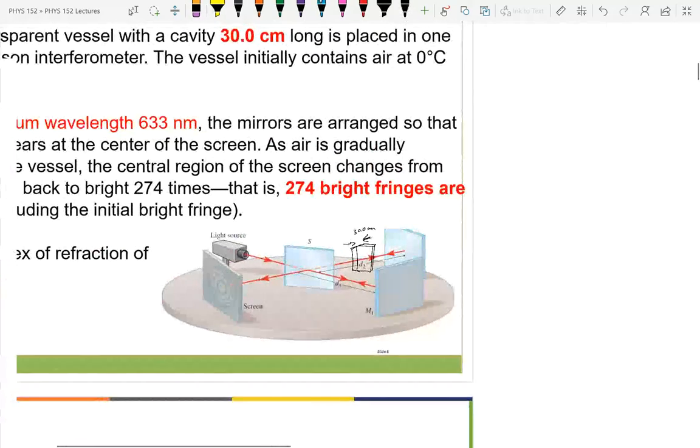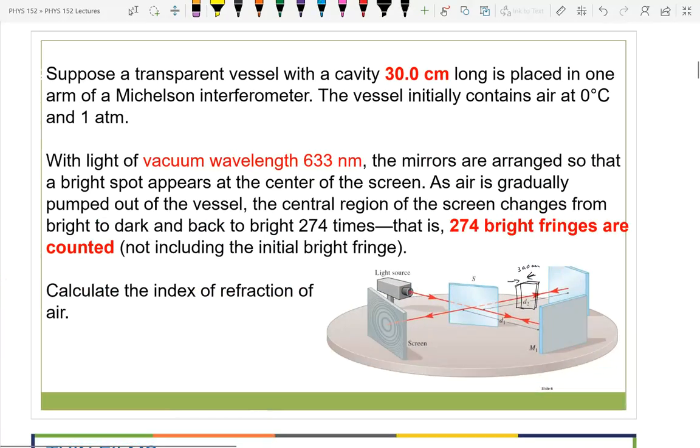Okay, getting back to the problem. So we have that transparent vessel in there. The vessel initially contains air at 0 degrees Celsius and 1 atmosphere. So it's just air. Now we connect a vacuum pump and we pump out the air. If you pump out the air, what's different for the light path?